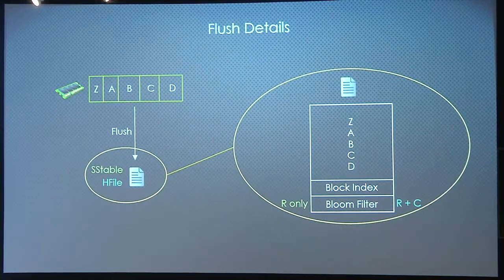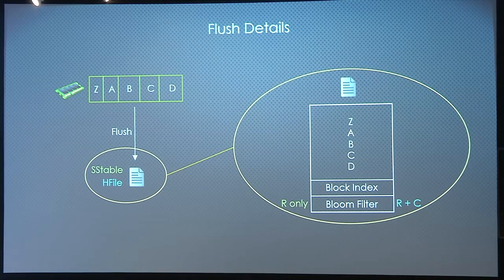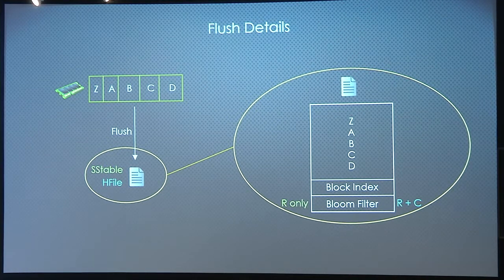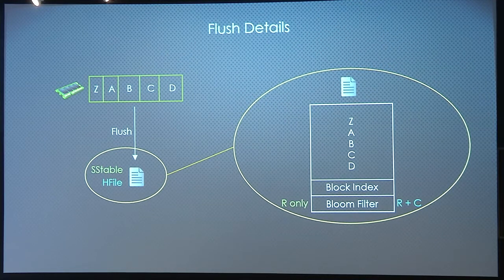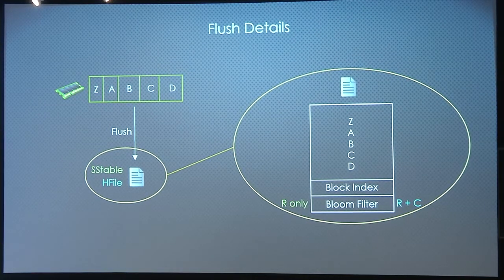And in the file, you actually also maintain a Bloom filter and a block index. In Cassandra, you can only do a row-only Bloom filter. In HBase, you can do a row or column Bloom filter. In HBase, the HFile has the block index and the Bloom filter in that file that gets flushed. In Cassandra, you actually have like 3 files.